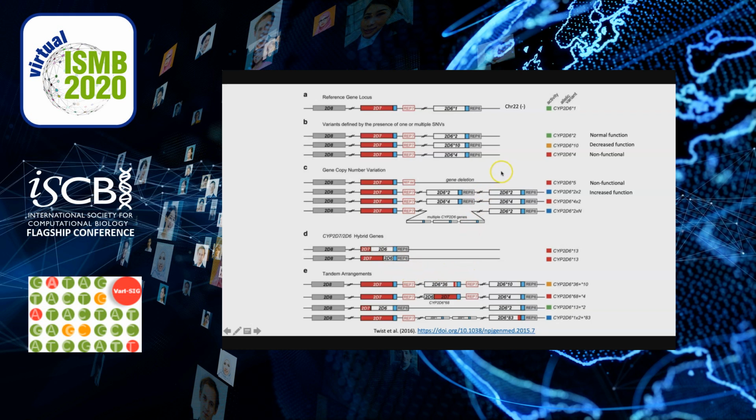Another thing to note here is the functional annotation of these haplotypes. So we see the normal function alleles, decreased function alleles, and non-functional alleles.